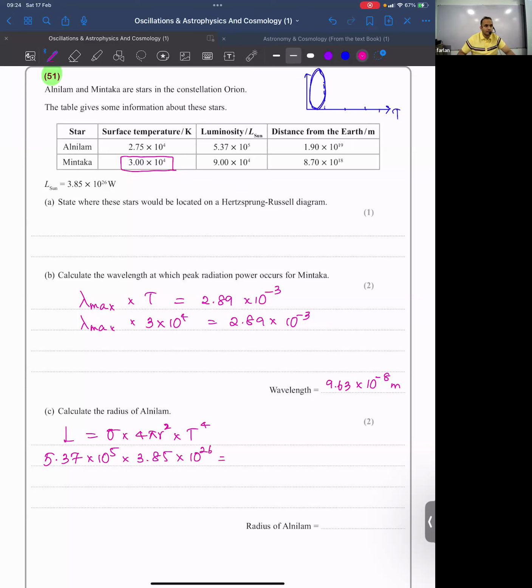Am I right? 5.37 into 10 to the power 5 is in terms of the luminosity of the sun. So luminosity of that star aluminum will be 5.37 into 10 to the power 5 times the luminosity of the sun, which is 3.85 into 10 to the power 26. That is equal to sigma. What is sigma? 5.6 into 10 to the power minus 8. 4 pi R square.